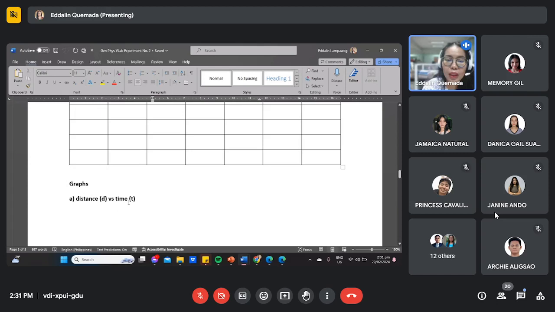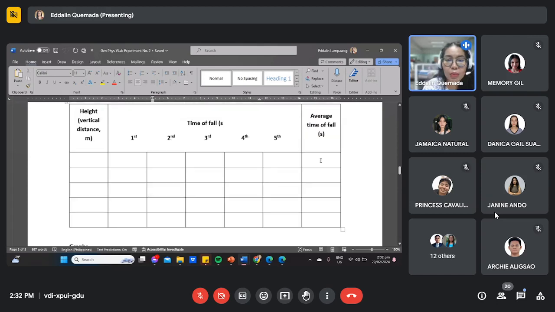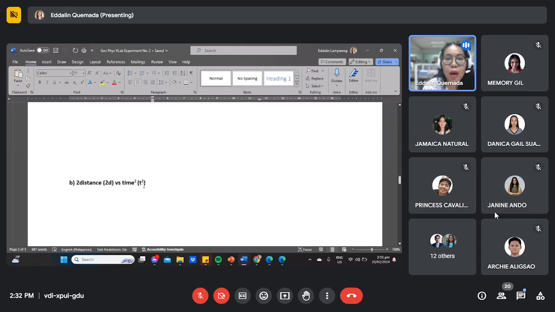Now, since in each distance, naa man mo gikuha nga 5 trials, so in plotting it, what you will be plotting for the time is the average time of fall per distance. So you do have 5 points in your graph. Ang time is the average time of fall for that specific height or distance. Same thing with the 2D versus time squared graph. Ang time nga inyong gamiton will be the average time of fall for that specific height or distance, but you will be squaring it or raising it to the power of 2.